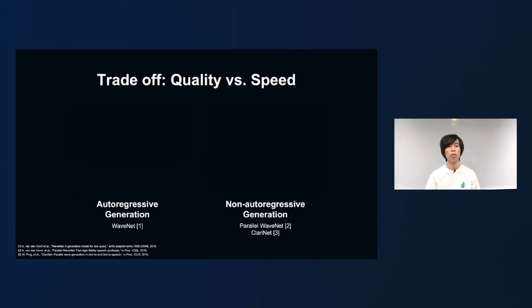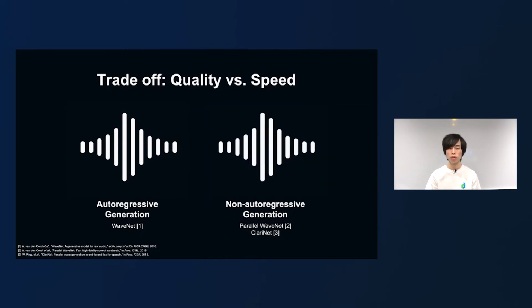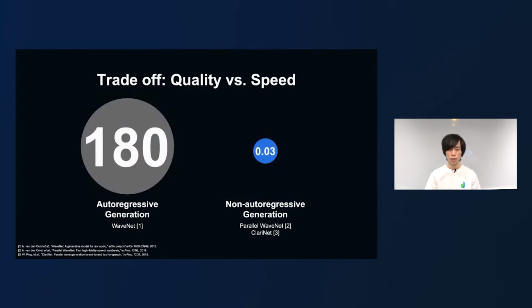The autoregressive method is an approach in which speech samples are generated one by one in sequence, as explained earlier. On the other hand, the non-autoregressive method generates speech samples of all times in parallel. As a leading method, there is parallel WaveNet and its variant, Clarinet. I would like to compare these methods.